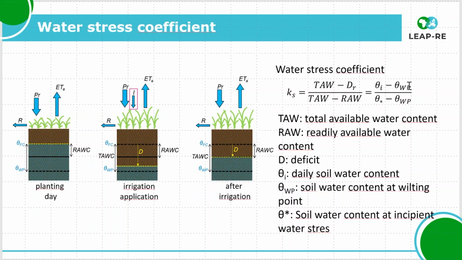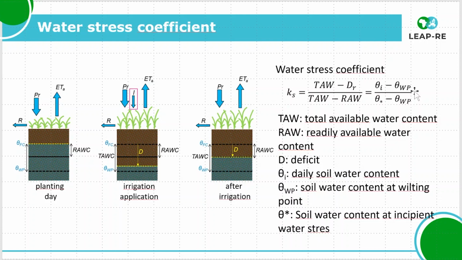We can also see this relationship in terms of relative soil moisture or volumetric water content, as it is shown here. And in this case, you have theta i, which is the daily volumetric content in the soil, theta wilting point, that is the volumetric water content at wilting point, and theta star, that is the soil water content at incipient water stress.